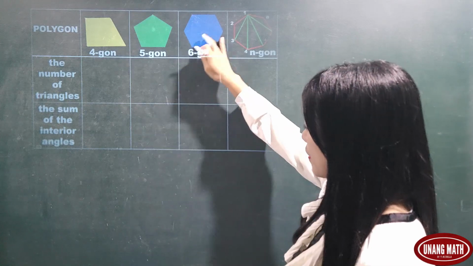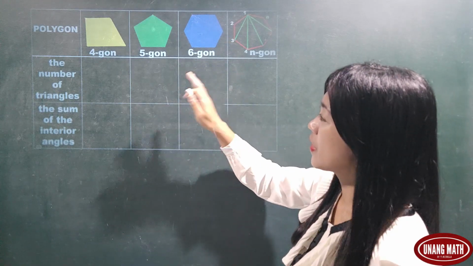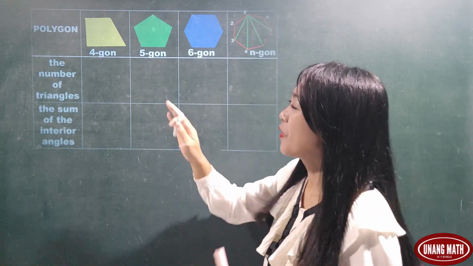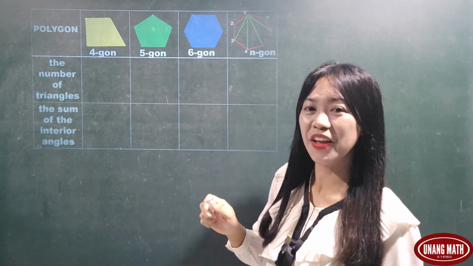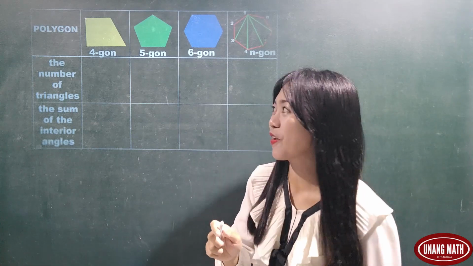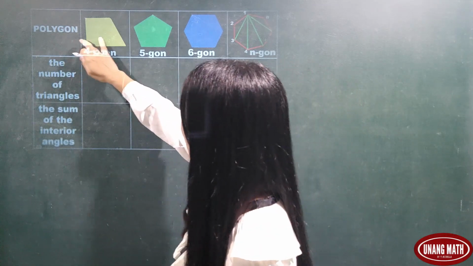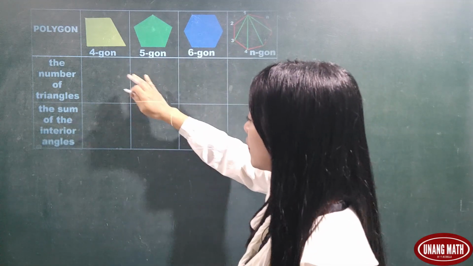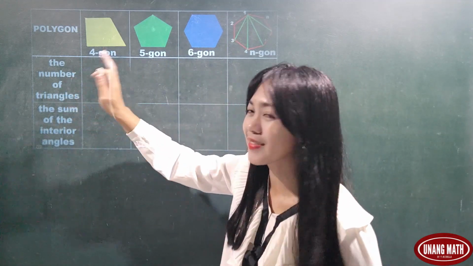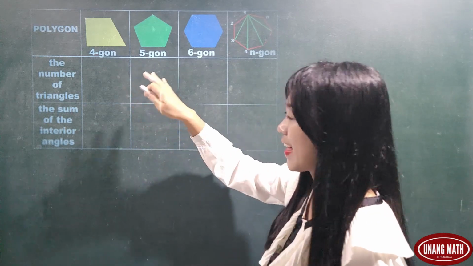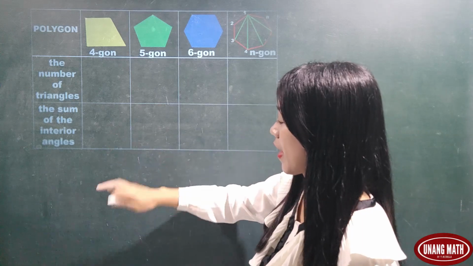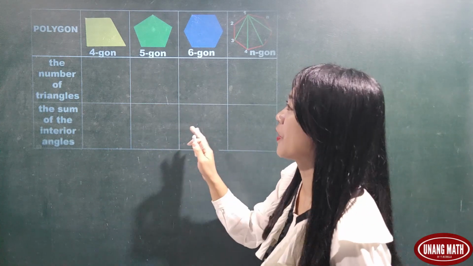We have here this chart, and using this chart, we will find out the pattern on how to find the sum of the interior angles of a polygon. In the first row of this chart are the different polygons. Second row is the number of triangles that can be created in that polygon. And the third row is the sum of the interior angles of the polygon.